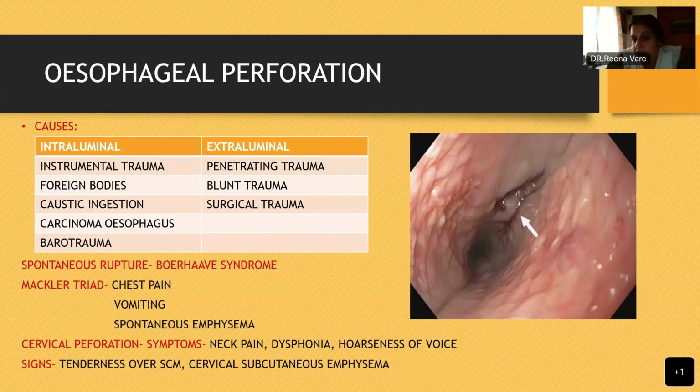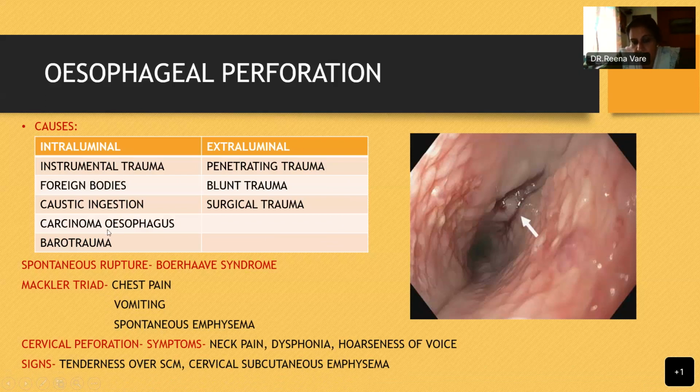In lots of cases, there is a foreign body in the form of some safety pin which has entered the esophagus, or it can be anything. Coins stuck in the esophagus for a long standing duration will cause erosion on the sides. So caustic ingestion in the form of some ingestion of acid.